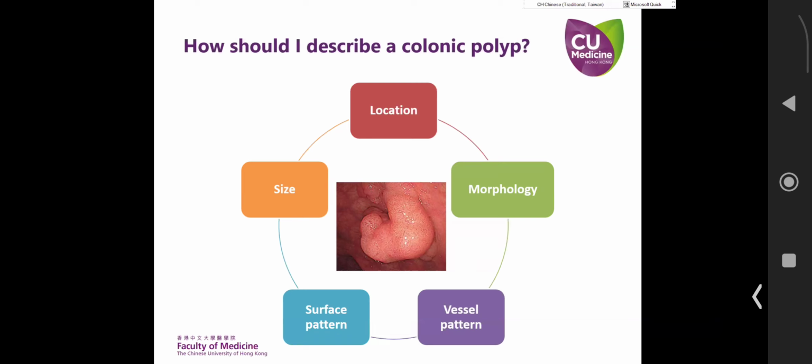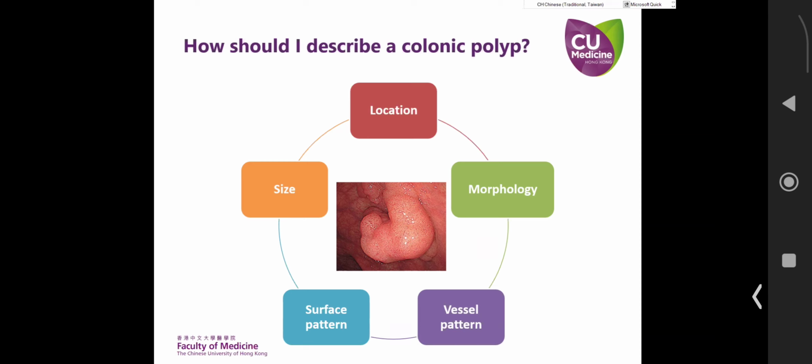Although there may be some dynamic changes depending on the insufflation of the colon, which is quite different from the upper GI tract. The colon will move with the degree of the insufflation, but I think sometimes in the colon, we can make use of some additional equipment to help us to gauge the size.